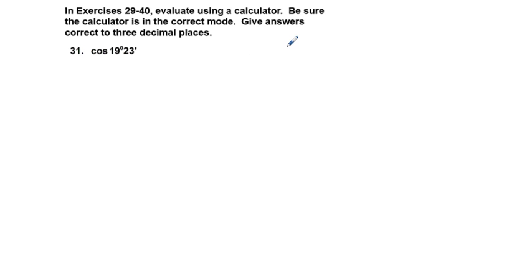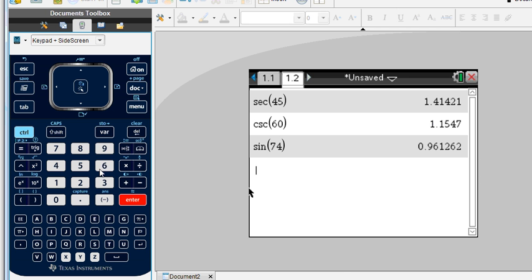Okay, here we have, we need to have degrees mode, and that's going to be 19 plus, we have to change this 23 minutes into degrees. So we're going to have 23 sixtieths as our amount in degrees. So we can just do this all at once if we want to. We want to have the cosine of 19 degrees, 23 minutes.